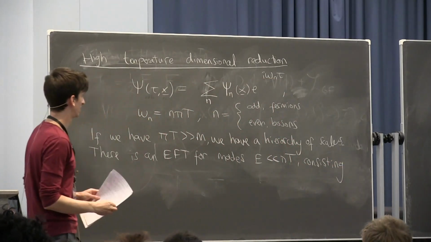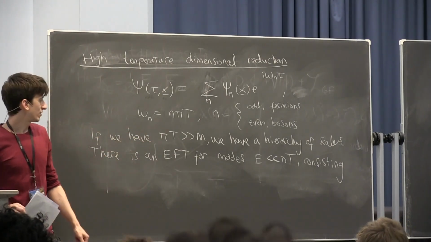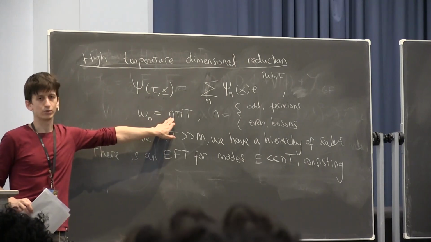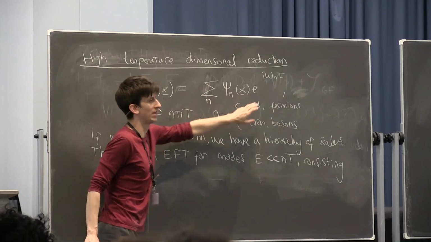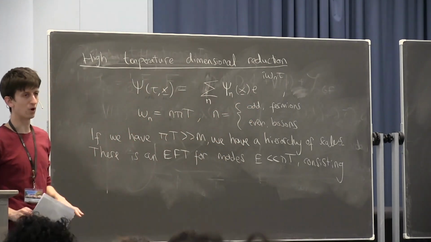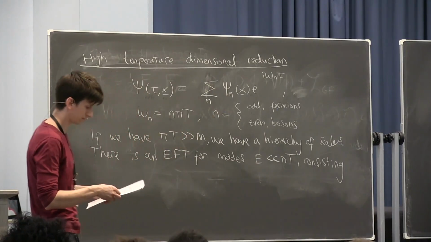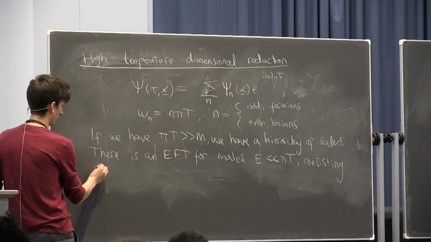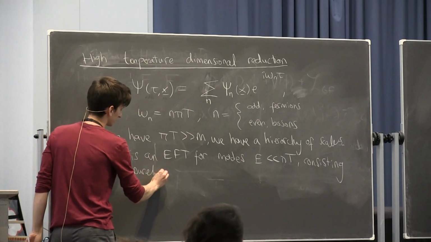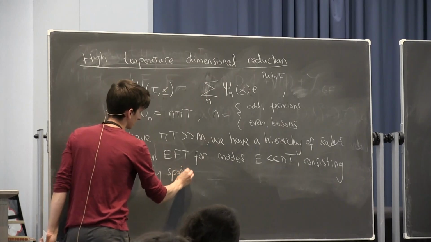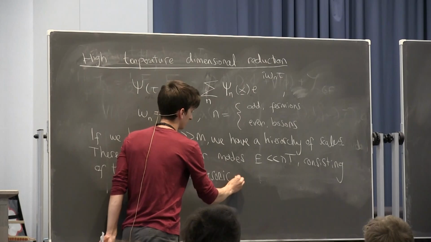And what can live in that EFT? The only things that can live in this EFT are the modes where n equals 0 here. So these are the spatial modes with no tau dependence, and as a consequence they have to be bosons, because fermions always have n non-zero. So the EFT consists of the purely spatial bosonic modes.